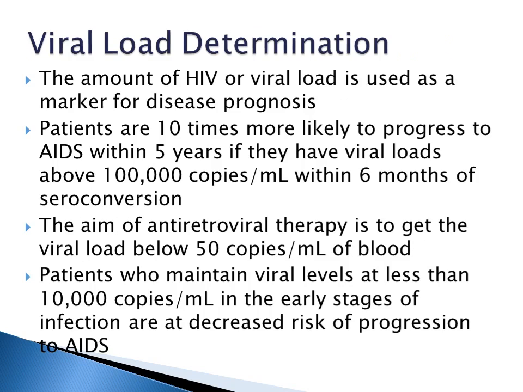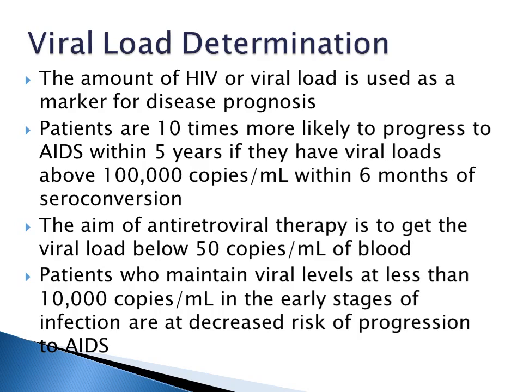So viral load is used as a marker for disease prognosis. Patients are 10 times more likely to progress to AIDS within 5 years if they have viral loads above 100,000 copies per mil within 6 months of seroconversion.